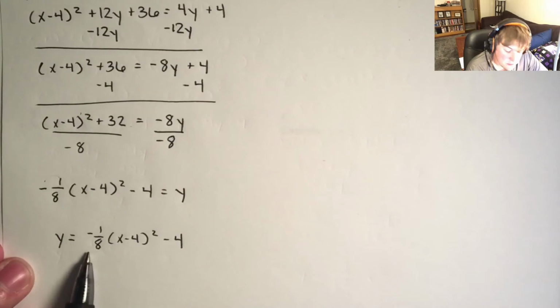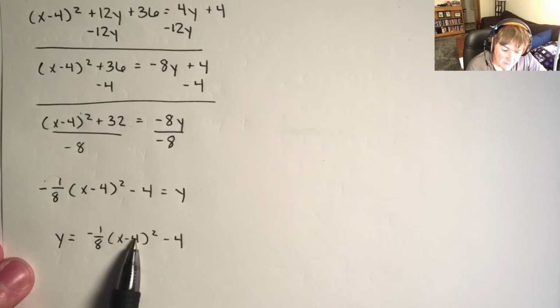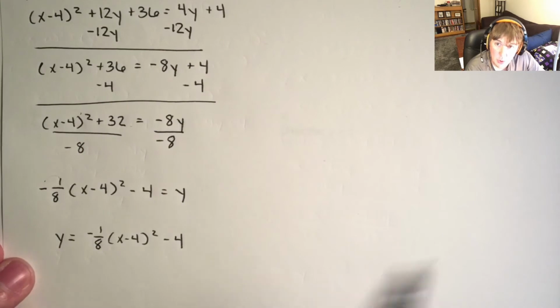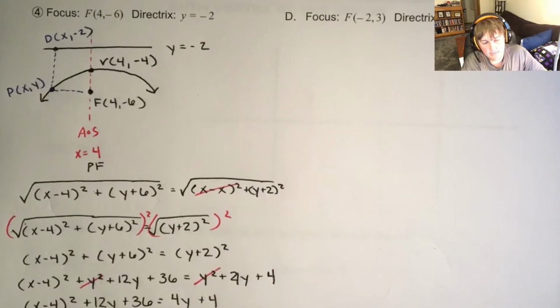So this parabola, if you look at this, this is vertex form, has a vertex at (4, -4). It's going to open downward and it's going to open up pretty wide, which is exactly what we have here, which is great.